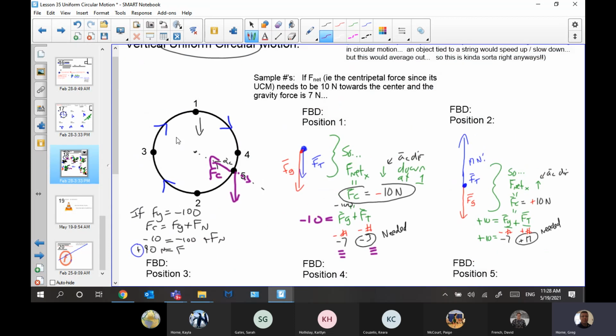So whatever spot you pick in a circle, you have to be able to analyze the free body diagram. It starts with picking the direction of the centripetal force.